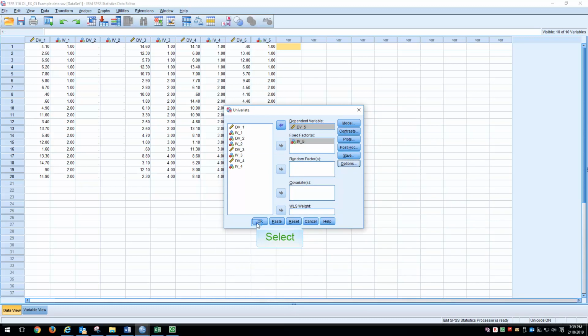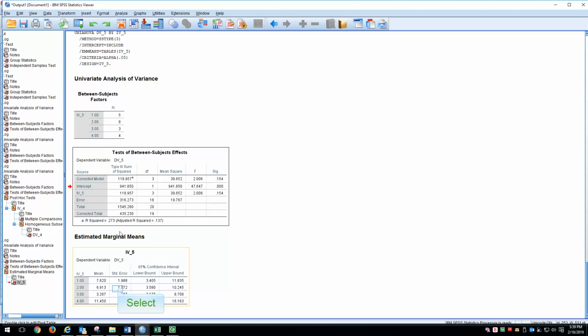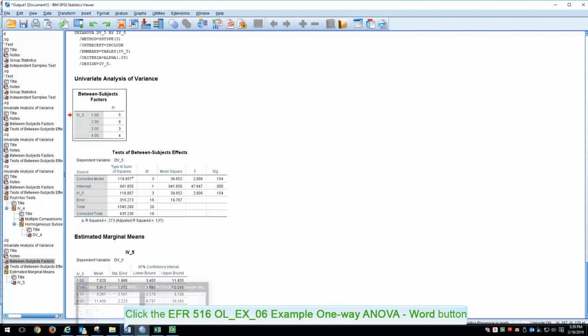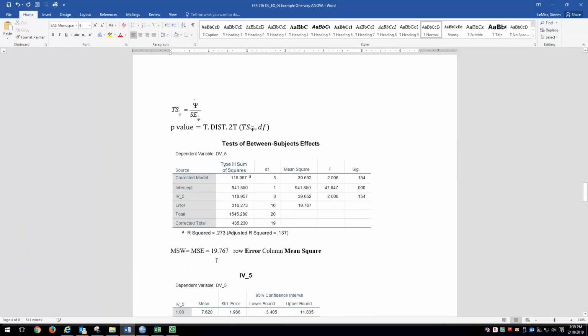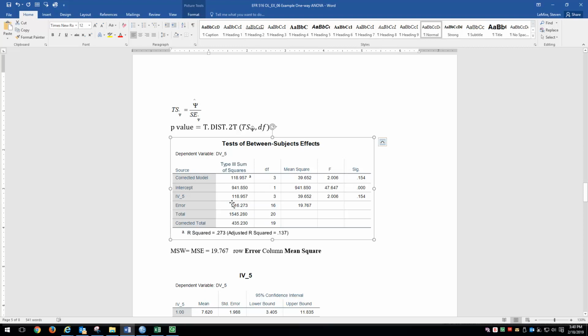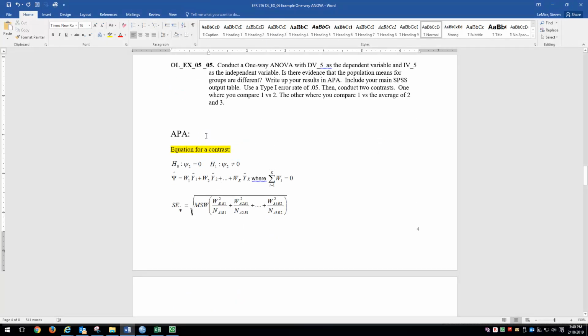Okay, so here's my ANOVA table, and here's my means table, and here's the numbers in my individual cells. So go ahead and bring those over into the assignment. So here's my ANOVA, and from that, I can see that I have an F with 3 and 16 degrees of freedom, so just like before, my overall ANOVA, which is an F with 3, 16 degrees of freedom.